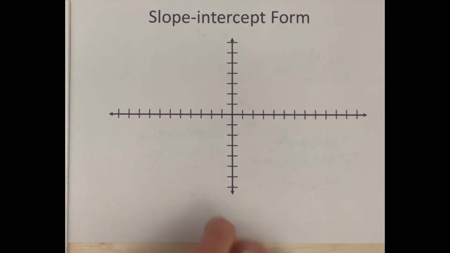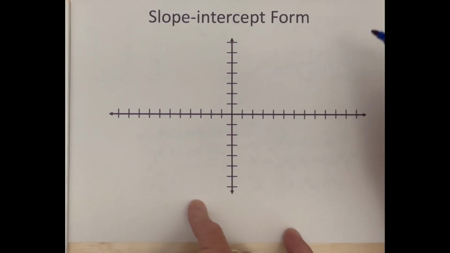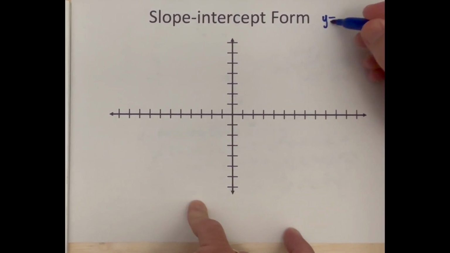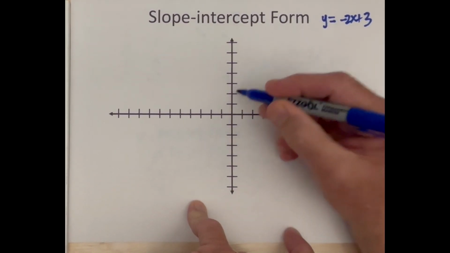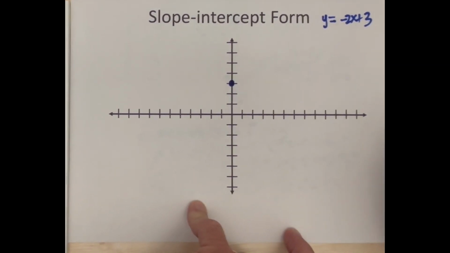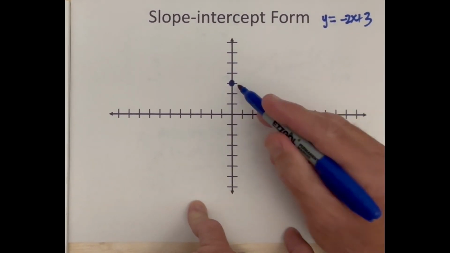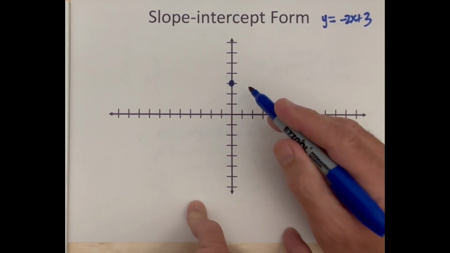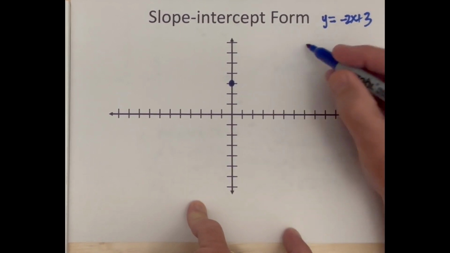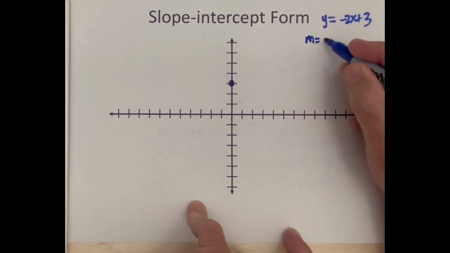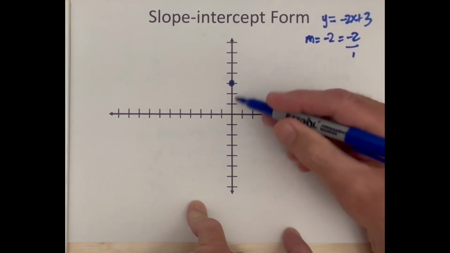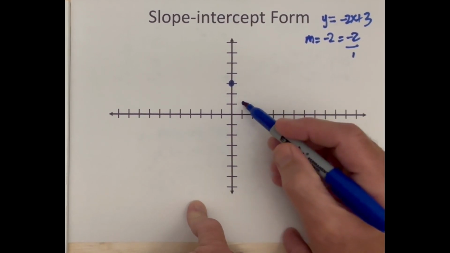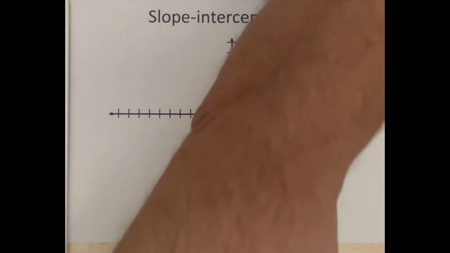All right, so let's do where it crosses the y-axis. So y is equal to minus 2x plus 3. So 1, 2, 3, that's going to be our b point where it crosses the y-axis. And then we want to figure out what the slope is. So the slope, m, is equal to minus 2, which is the rise, which in this case is actually a fall. So we go down 2 over 1, so it's right there. So there's our 2 points that determine our line.